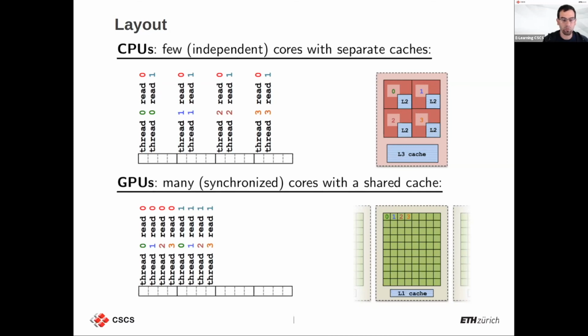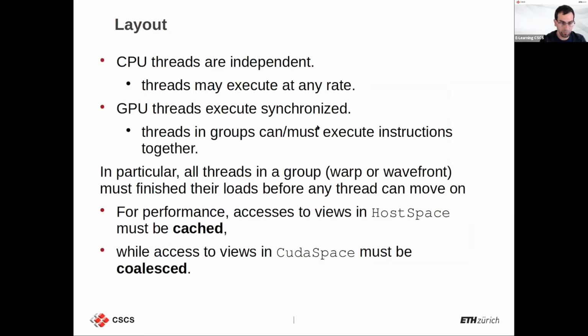I haven't mentioned what the layouts are. Basically, in the code of Kokkos, what does it mean to have a layout? Basically, the idea is to give the right index in order to avoid cache misses. And on GPUs, we want to coalesce all the threads, and on CPUs, we want to cache all the threads.